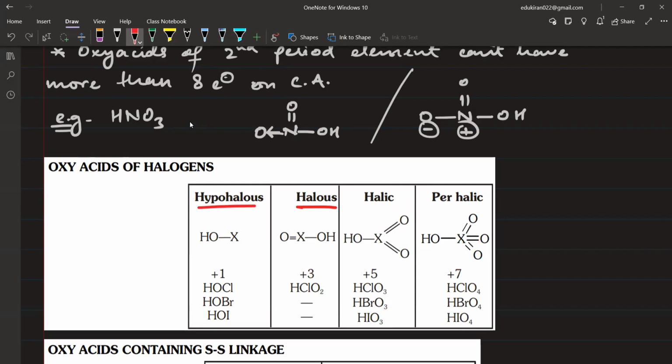हाइपो से हालस में जाएंगे तो क्या हो जाएगा? एक ऑक्सीजन ज्यादा हो जाएगा, that means you will have double bond O. हालस से फिर आप हैलिक जाइएगा तो क्या हो जाएगा? एक और ऑक्सीजन आ जाएगा. पर हैलिक जाइएगा तो एक और ऑक्सीजन आ जाएगा. ठीक है. तो प्लीज रिमेंबर, सिर्फ और सिर्फ किसका खेल है?